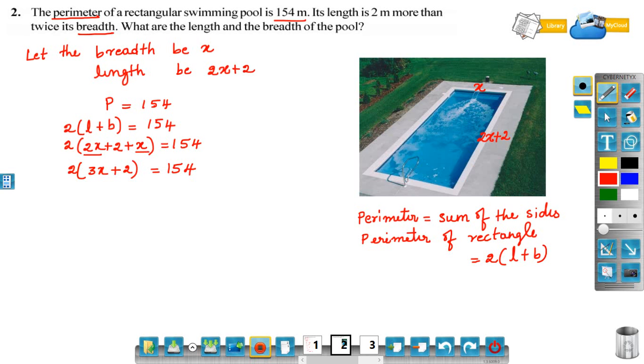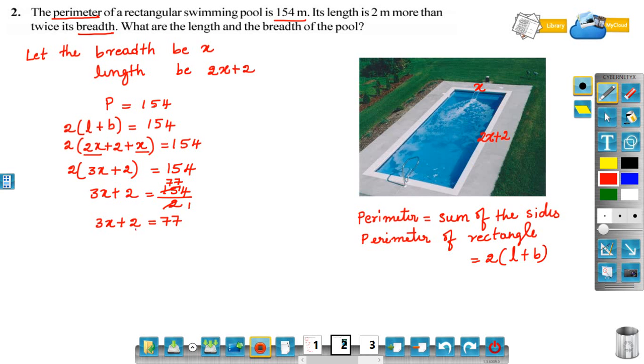Here 2 into (3x plus 2), so 2 becomes divided by. So 3x plus 2 is equal to 154 divided by 2. 2 ones are 2, 2 sevens are 14, 1 remains. Right, here this becomes 14. 2 sevens are 14. 3x plus 2 is equal to 77.